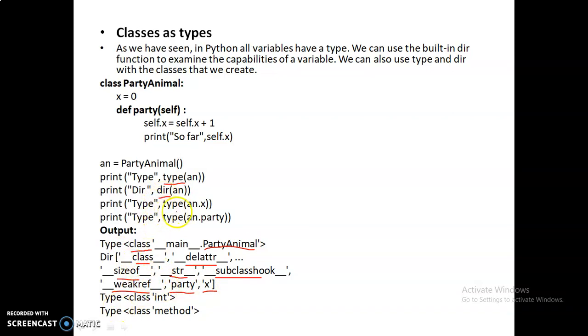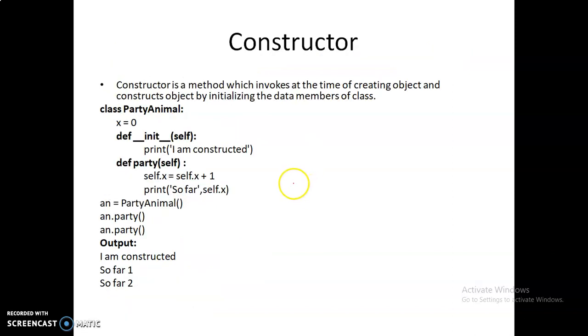In the third print, type of an dot x gives the data type of the x variable, that is int. Next, type of an dot party gives the type of the party method, that is a method. So it gives the types of the different variables and methods of the class.